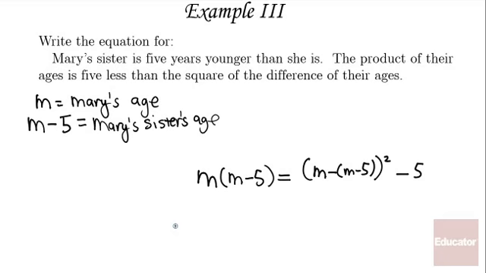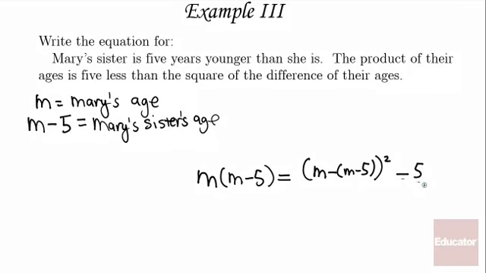Double checking, the product of their ages, m times m minus 5, is 5 less than the square of the difference of their ages. So Mary's age minus her sister's age squared, less 5. Take away 5, subtract 5.